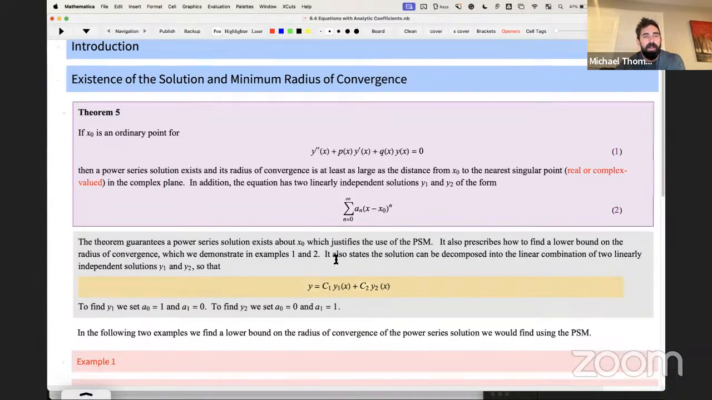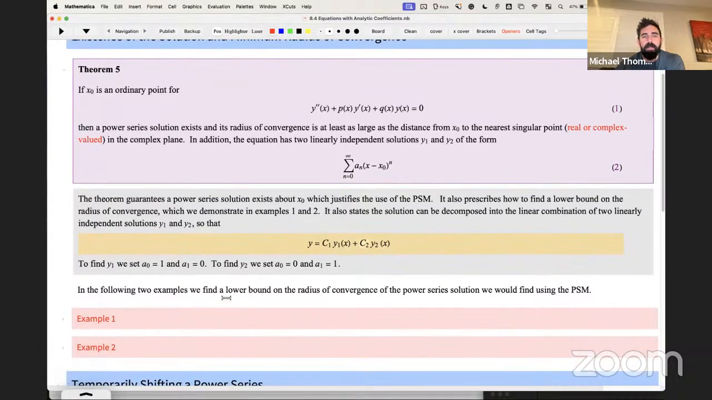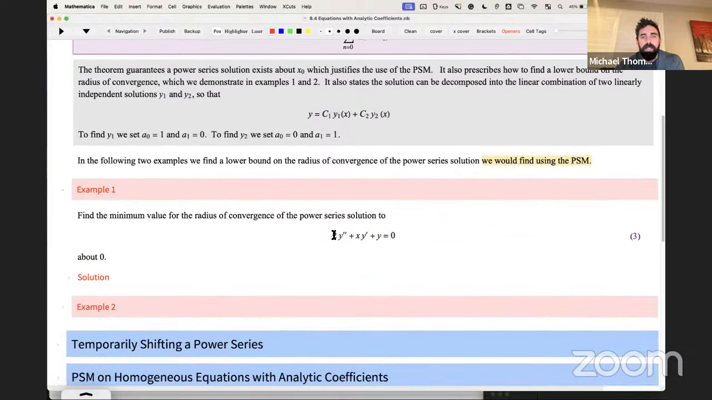But for the first two examples, we're going to find some lower bounds to determine a lower bound on the radius of convergence of a power series solution, which we would have gotten using the PCM. So for example, let's say we've got this second order equation. This one's got some analytic coefficients. More specifically, they're polynomial coefficients. And we want to find the minimum radius of convergence of the power series solution about 0. So we're going to center the solution about 0.